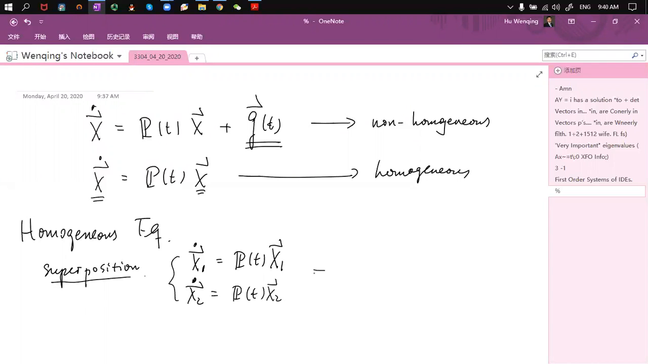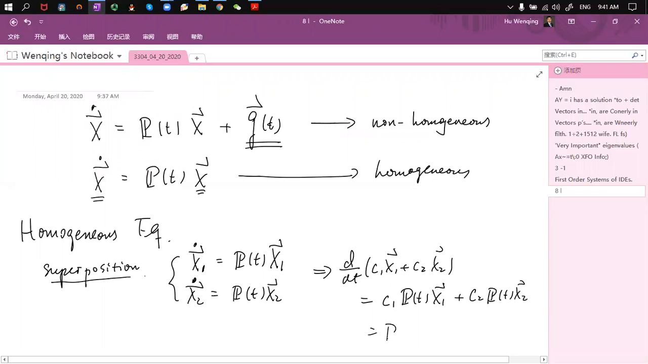then if you combine these two solutions, it is easy to see that d by dt of c1x1 plus c2x2 will be equal to c1 times p of t times x1 plus c2 times p of t times x2. That's nothing but p of t multiplied by c1x1 plus c2x2. Do you agree with me? That's very simple.